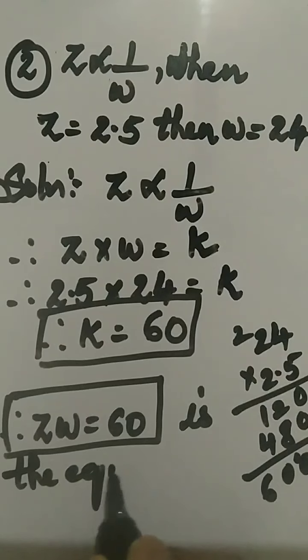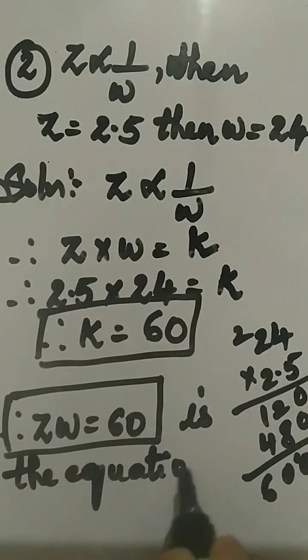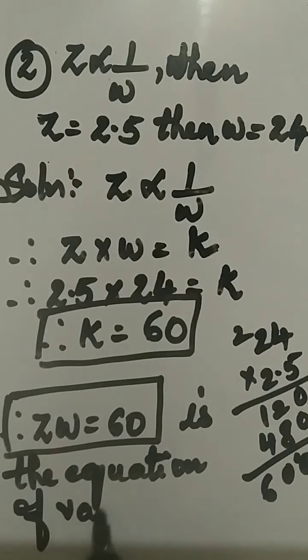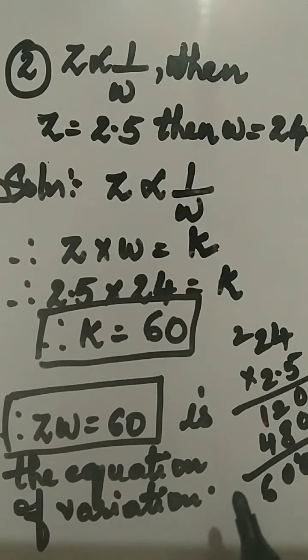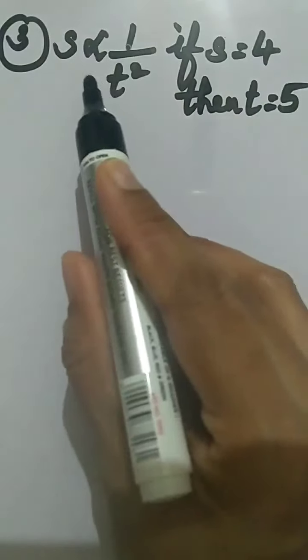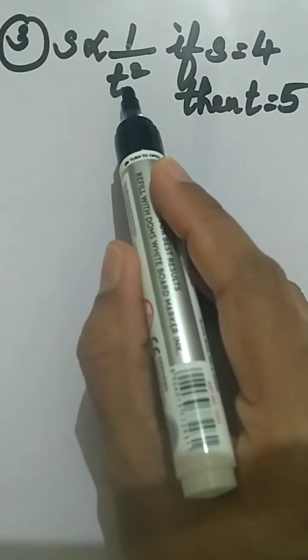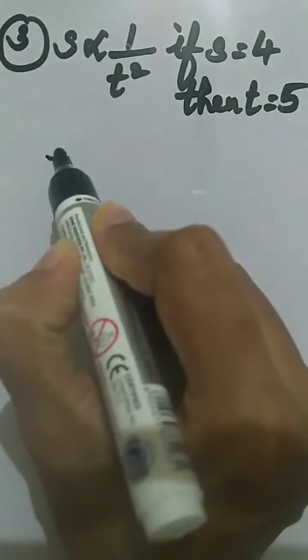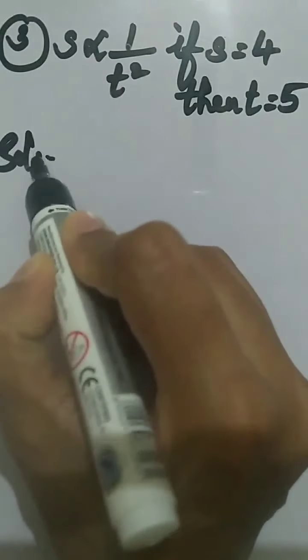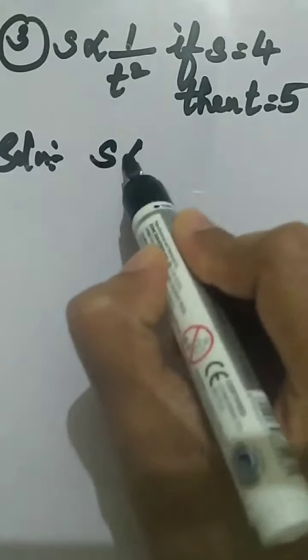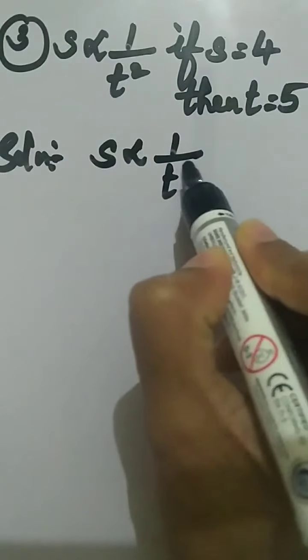So this is much simpler than direct variation. No? So just you have to learn by heart the equation of variation. So I hope you will be able to solve the remaining sums in this way. So complete the remaining two sums. Next question. S varies inversely to T square. So therefore, solution, first write down S varies inversely to T square.